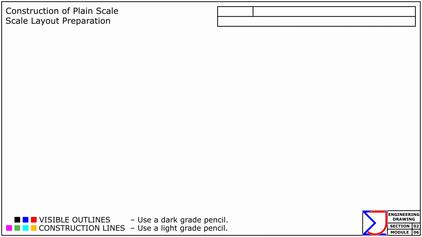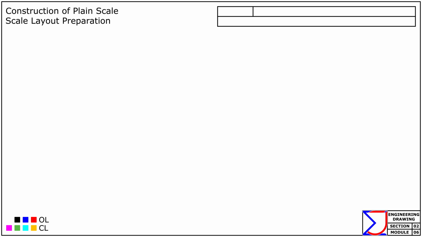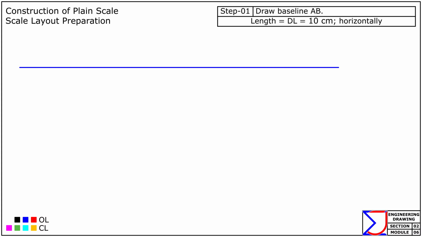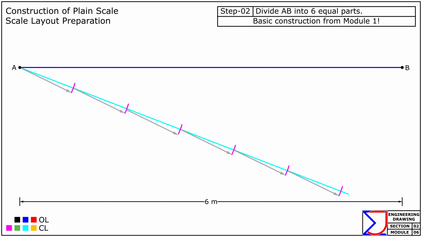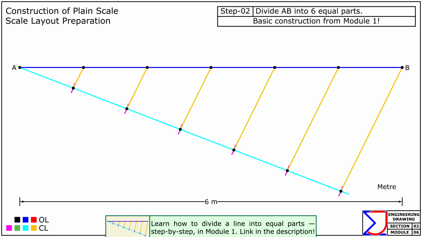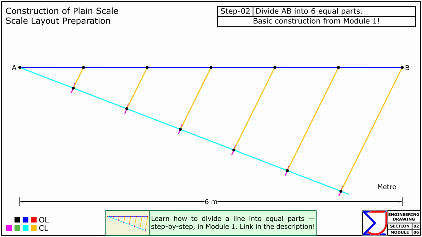Now, let's prepare the layout of the plane scale step by step. Start by drawing a baseline, AB, that is 10 centimeters long to represent a scale of 6 meters. Then, divide the baseline into 6 equal parts, with each part representing 1 meter. And label them accordingly, as shown.